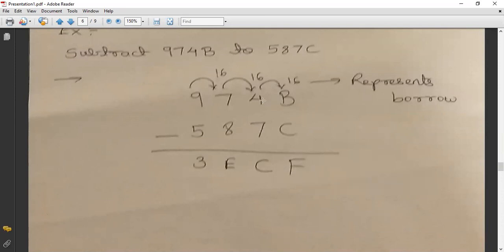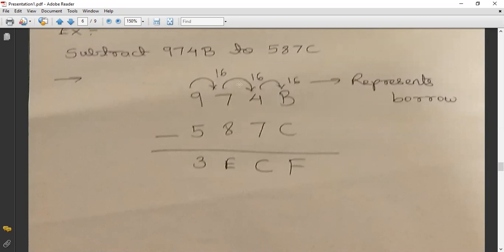Okay, now let us go further. We have already borrowed one number from 4. Yes, 4 has lent the one number to B. Now what will be the value here? The value will be 3. So 3 is again smaller than 7. So what will this 4 do? This 4 will borrow one value from the next number.